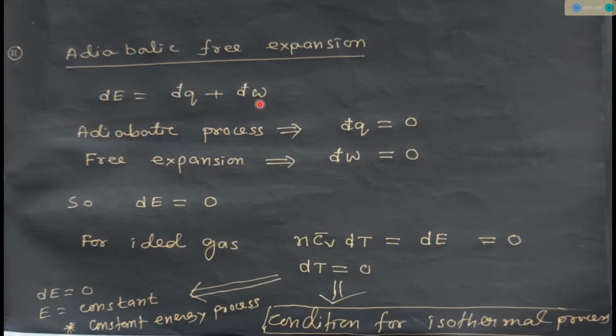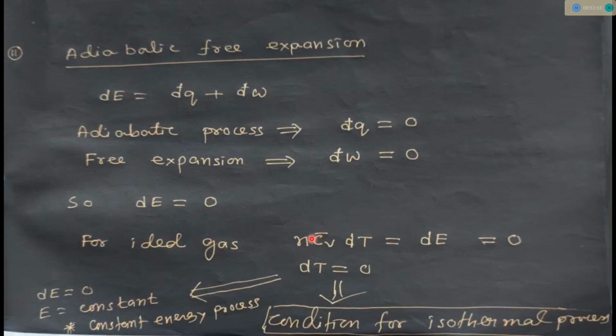So from this equation we can write dq equal to 0 for an adiabatic process, and dw equal to 0 for free expansion, so we can write dE is equal to 0. For an ideal gas, again we can write dE is equal to n Cv bar dT equal to 0. So from this expression we can write Cv bar cannot be equal to 0, meaning it should have some value.